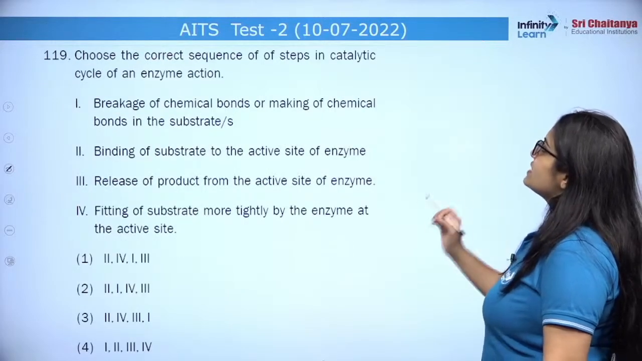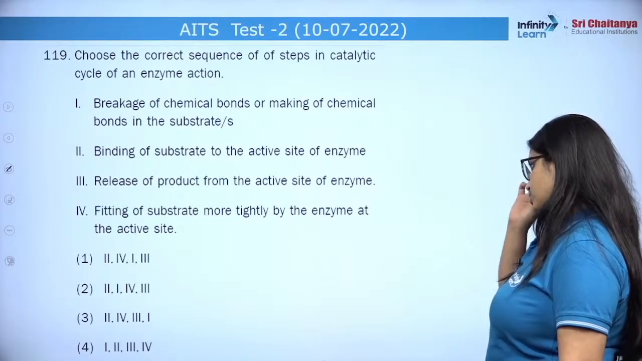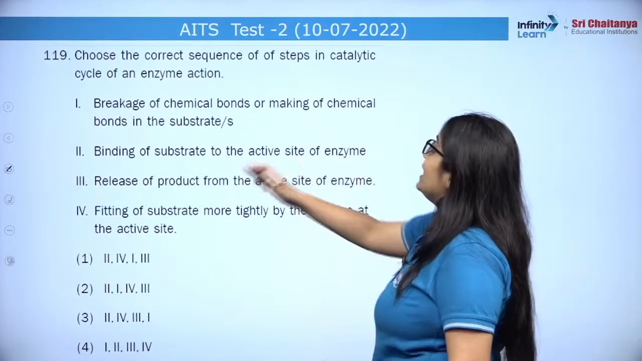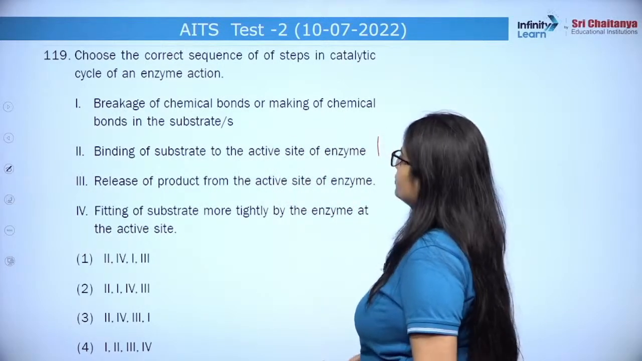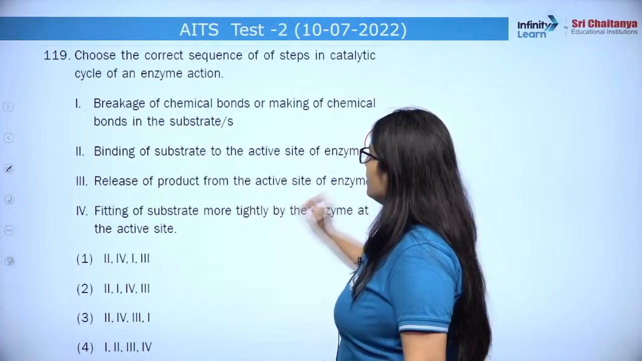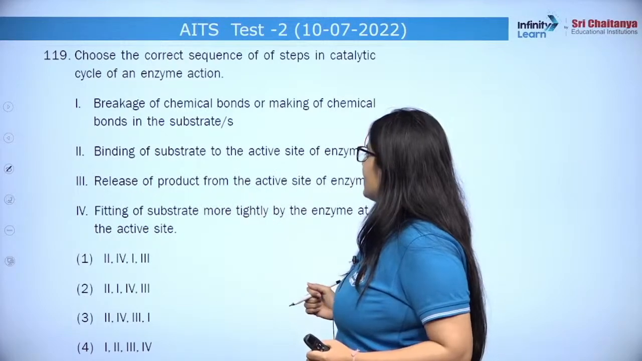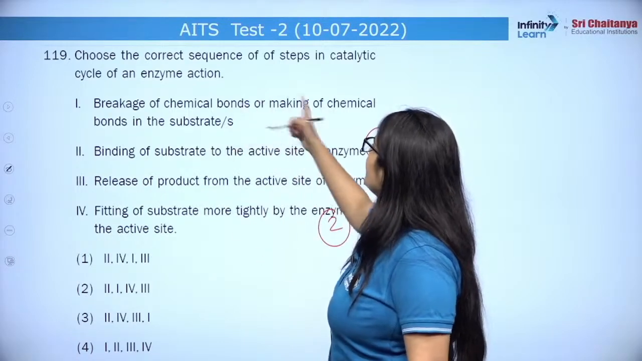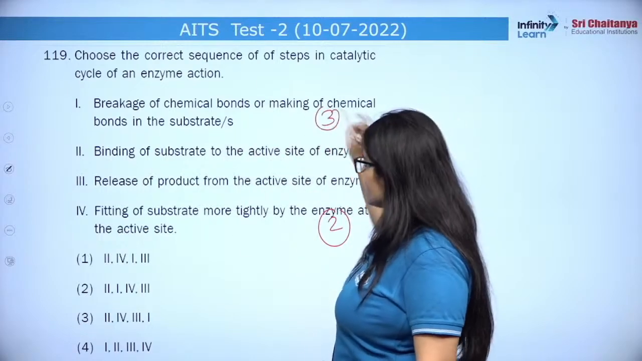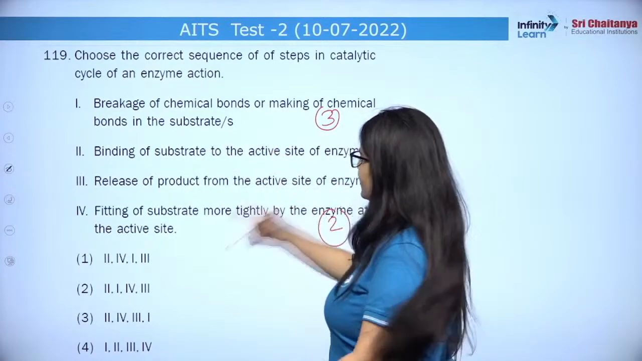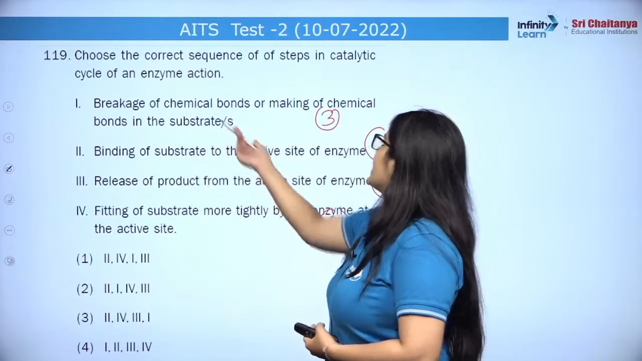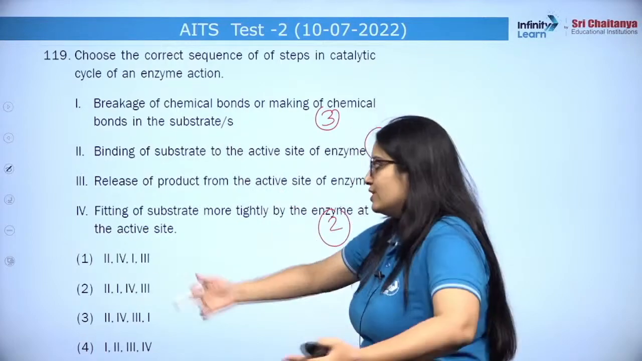Choose the correct sequence of steps in catalytic cycle of an enzyme action. So let's see how this happens. Breakage of chemical bonds or making, no, this will be in the middle. Binding of a substrate, yeah. Binding of a substrate to the active site of the enzyme should be the first one. Then release of product, this should be the last one. Fitting of a substrate more tightly to the enzyme at the active site, this should be the second one. And breaking of chemical bonds or making in the substrate in order to convert substrate into product, this should be your third. First is binding of substrate to the active site. Second is fitting the substrate more tightly at the active site of the enzyme. Third is then breaking of the chemical bonds or making in order to convert a substrate into the product. And fourth, release of the product from the active site.